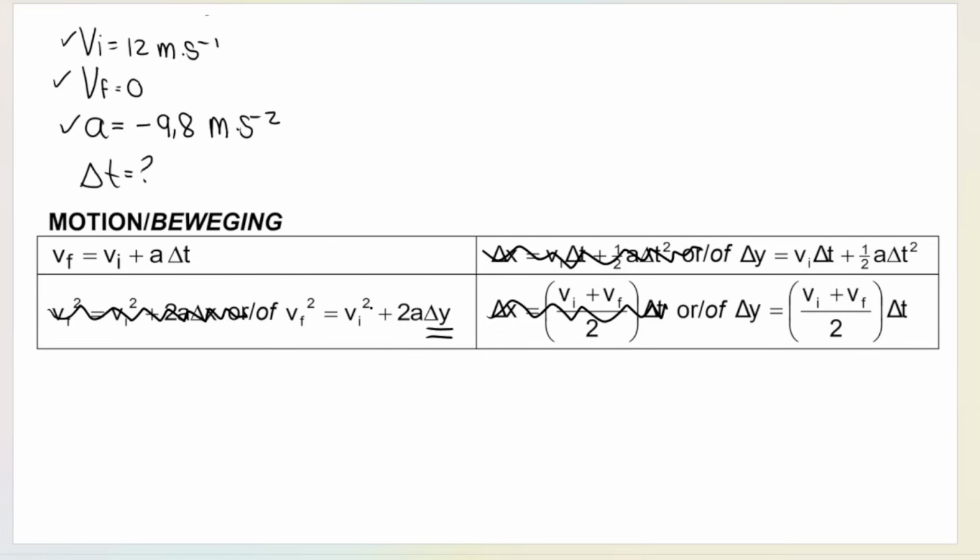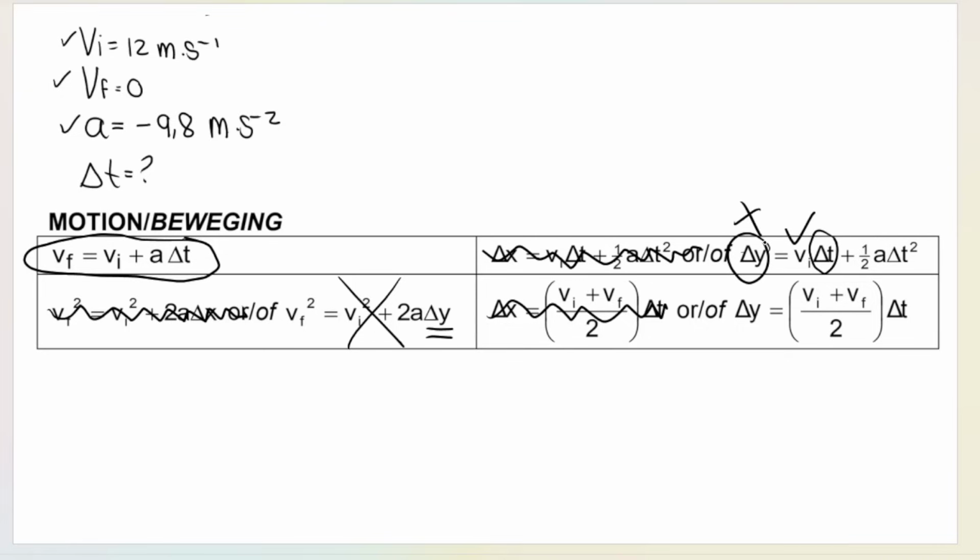So I would not use this one because there's no time in it. I can choose from the other 3. But take a look. I have VI, I have VF, I have acceleration, I want time. This one looks like a good choice for me because I have VI, I have VF, I have acceleration, I want time.